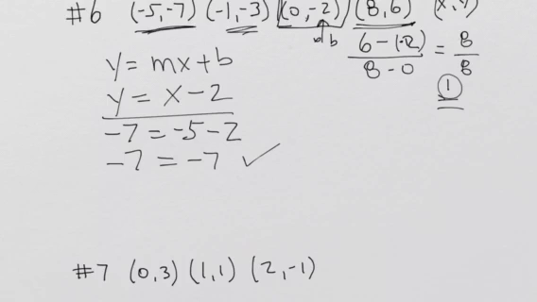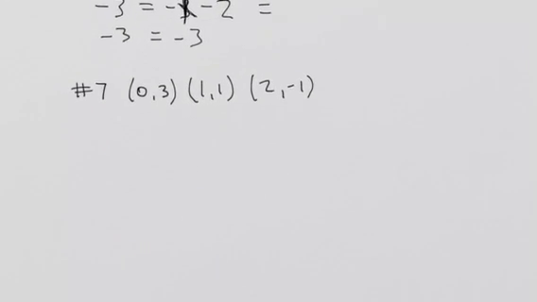So we have y is a minus 3 equals mx, the m is 1, x is minus 3. So we have a minus 3 minus 2. So this equals minus 3 equals minus 3. So it worked. So let's look at number 7.